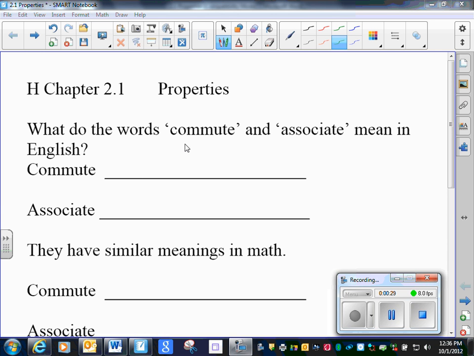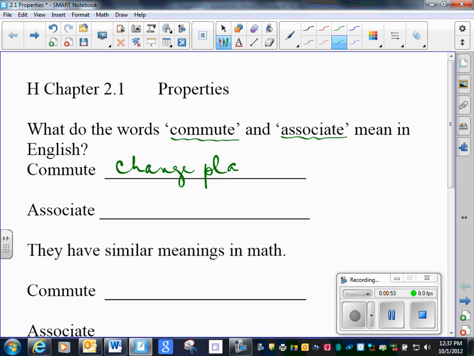We're going to talk a little bit about some English words and then relate them to how they are in mathematics. So I want to talk about what the word commute and what the word associate mean in English. When I think of commute, I think of my commute from work to home. I change places. To commute means to change places. I go from work to home and from home to work.